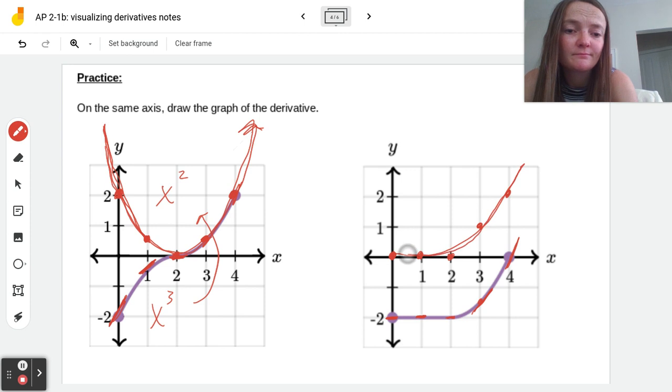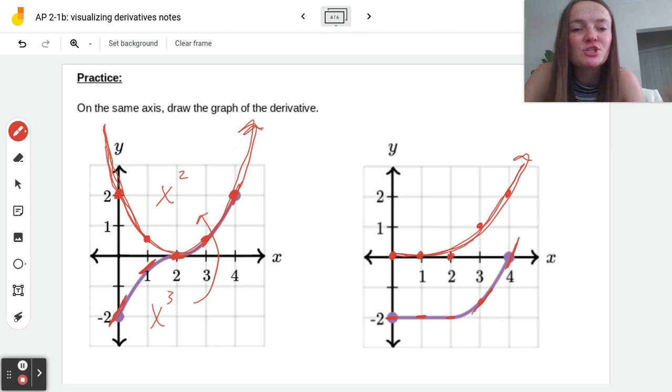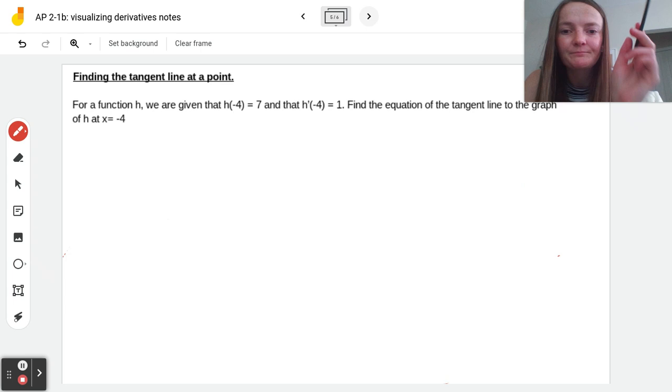Interesting. Kind of looks the same. We'll talk more about this function here. This one is actually the e to the x function, and believe it or not, the derivative of the e to the x function is the exact same thing as e to the x, which is really interesting. We'll talk more about it later.